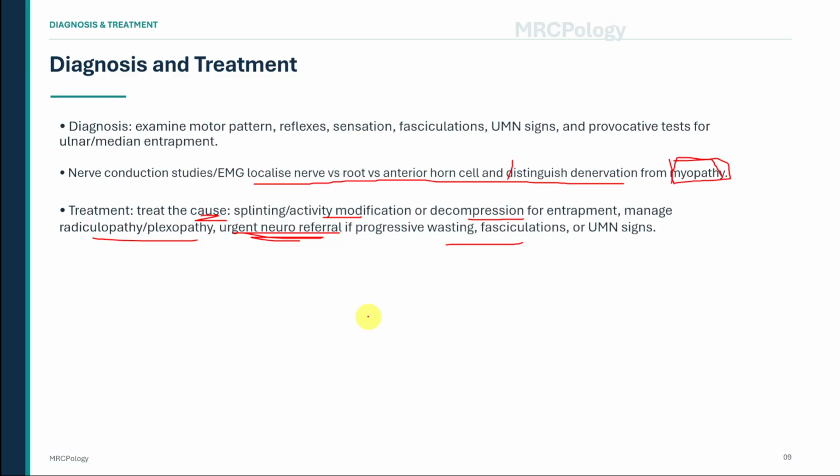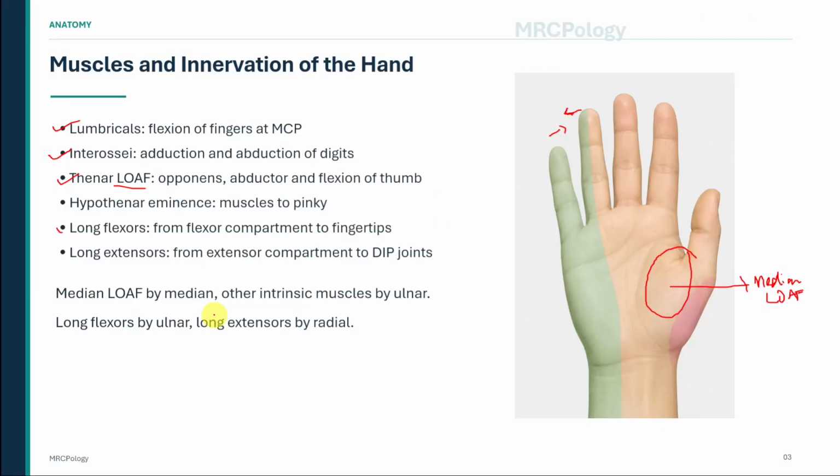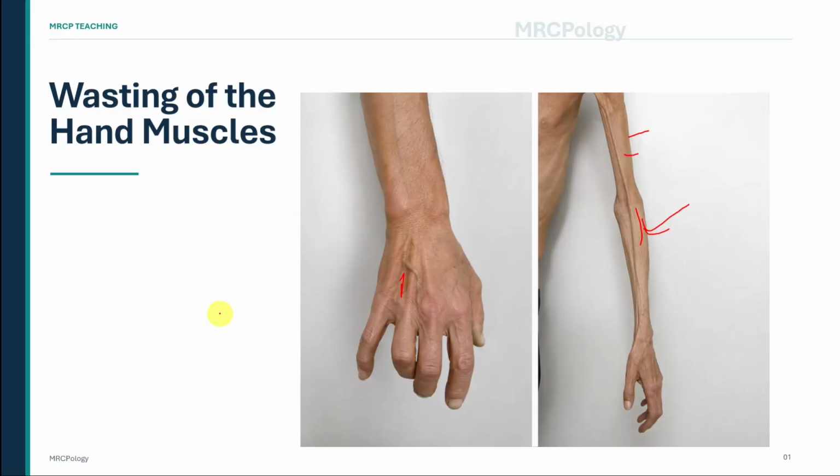A suitable PACES summary would be: there is wasting of the intrinsic muscles of the hand consistent with a chronic lower motor neuron process. I would further localize the lesion by assessing the distribution of weakness, reflexes, sensation, fasciculations, and any associated upper motor neuron signs. Remember the clinical sequence. Identify the wasted muscle group, match it to the nerve, decide whether sensation is involved, and then localize the lesion to the nerve, root, plexus, or anterior horn cell.